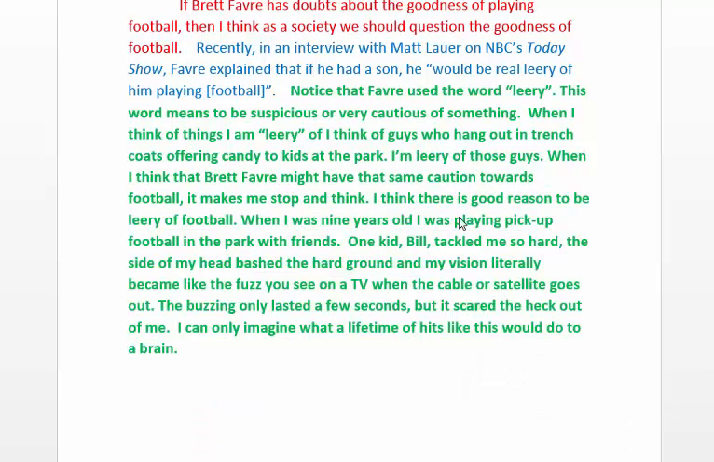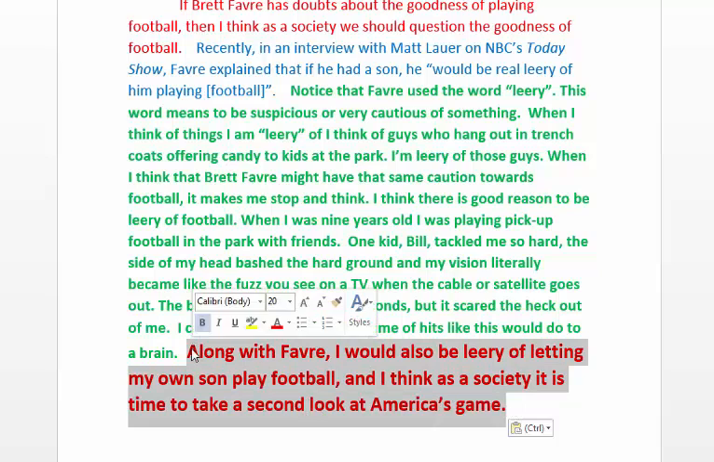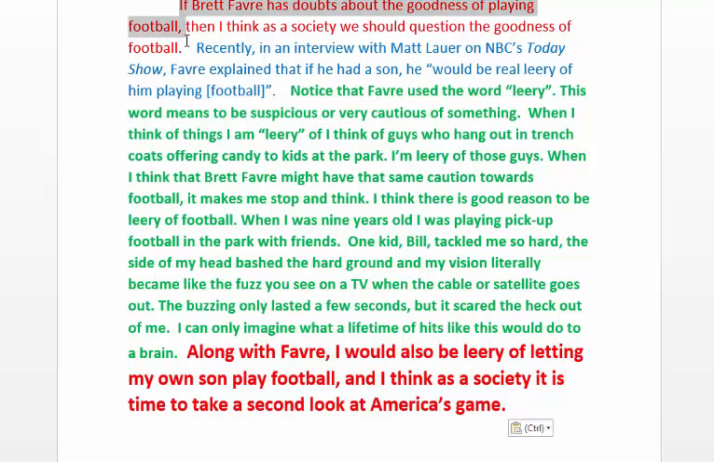It's time now to summarize the main point of the paragraph again, and it might look something like this. Along with Favre, I would also be leery of letting my own son play football. And I think as a society, it's time to take a second look at America's game. And once again, this is in red because it should, not necessarily with the same words, repeat the same point that was offered at the beginning of the paragraph.